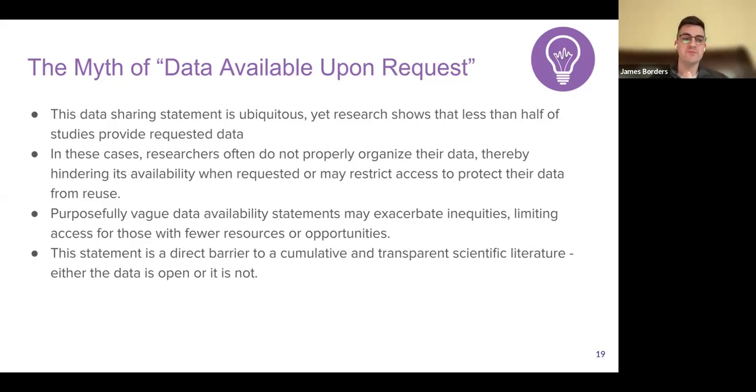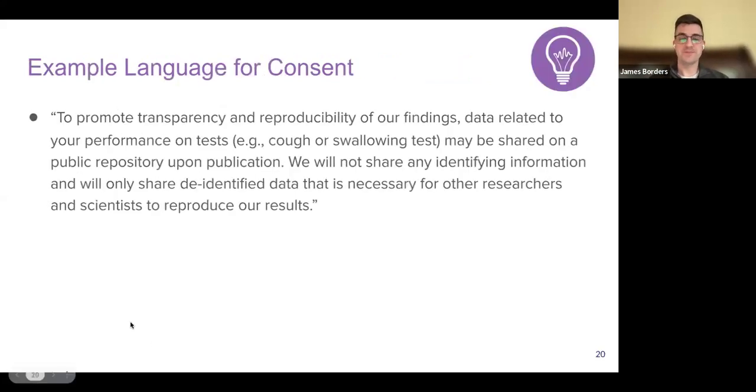And we also feel that purposely vague data availability statements may exacerbate inequities, like Micah talked about, and really limit access to others who have fewer resources and opportunities. And so we feel that this statement is almost purposely vague in some cases, and really is a barrier to a cumulative and transparent scientific literature. And it may actually be better to just say that the data is not open, and that's okay. Or it is open, but it's open on a continuum. So it's just the de-identified data, or it's the full data set. So that's data available upon request.